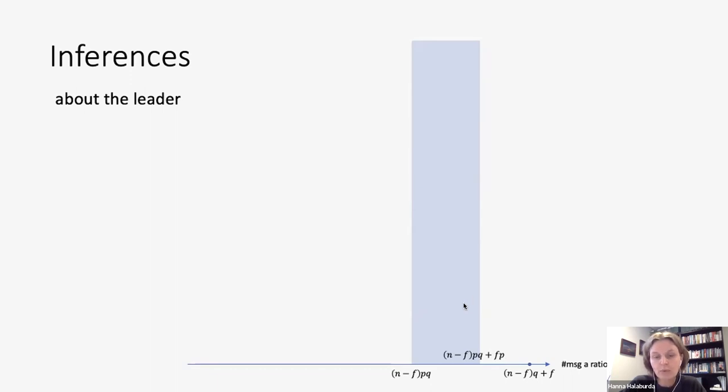So what is important is that if a rational node gets a number of messages outside of this blue band, it knows that the leader is Byzantine for sure. If it receives messages within the band, the leader may be either rational or Byzantine. A Byzantine leader can mimic a rational leader as well.